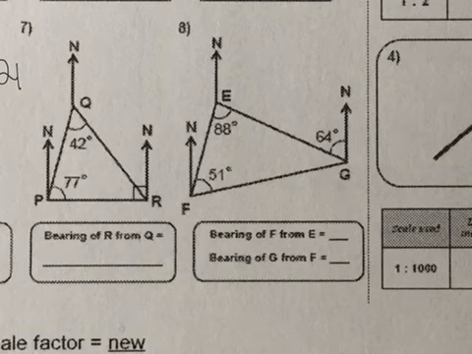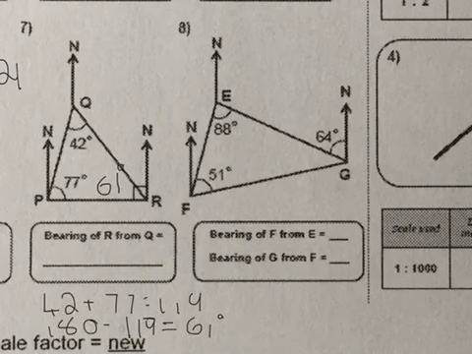So what do we know that can help us with this one? We have two angles inside the triangle. Angles in a triangle add up to 180. So this will give us this angle here. We add 42 and 77 and take that answer away from 180. So 42 plus 77 is 119. 180, take away 119 is 61. So our angle in here is 61 degrees.